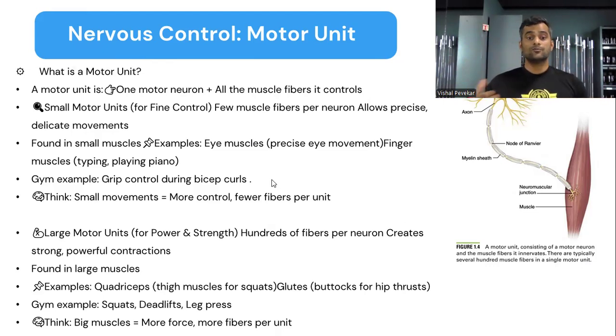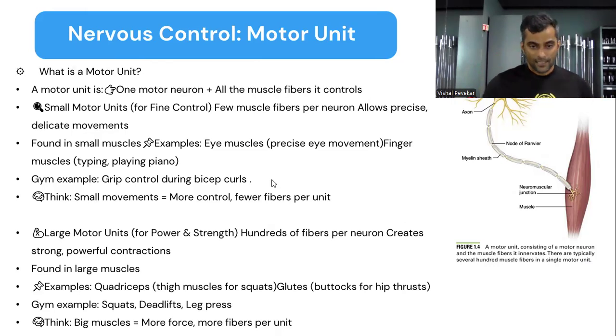When it comes to large motor units, what you see is that they are mostly used for movements involving power or strength. You will have hundreds of fibers per neuron. It's like one neuron with multiple muscle fibers to control. So this will help you with strong, powerful contractions, especially while you train your large muscles. Examples can be a squat, a deadlift, or a leg press, right? Think big muscles, more force, more fibers per unit.